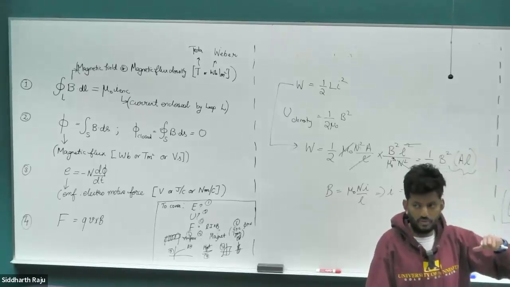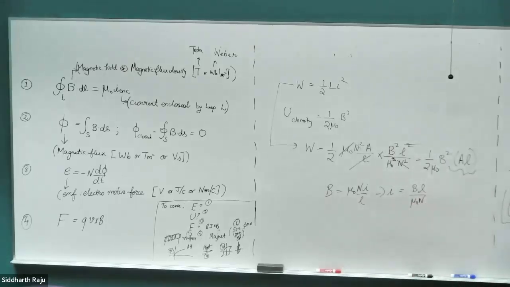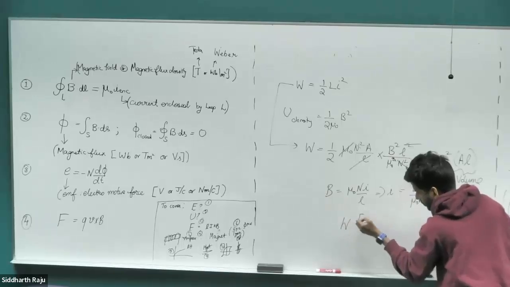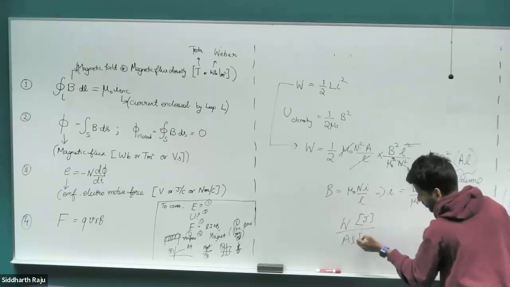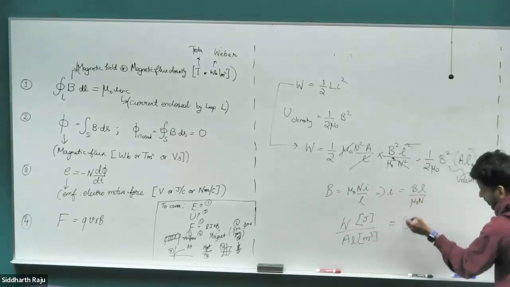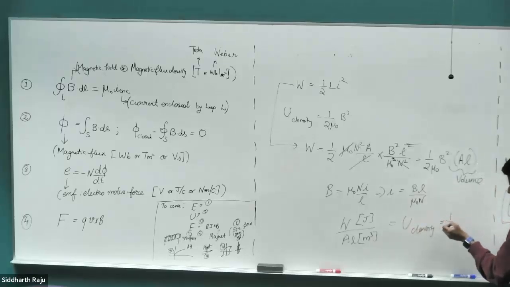This is going to be the volume of the solenoid, right? So you have the cross-sectional area times the length. And if you consider a cylindrical structure, that's the volume of the solenoid. So energy, the units of this is in joules, divided by AL, which is the volume, the units of which is meter cube. Energy per meter cube is the definition for density, energy density. 1 by 2 mu naught B square.